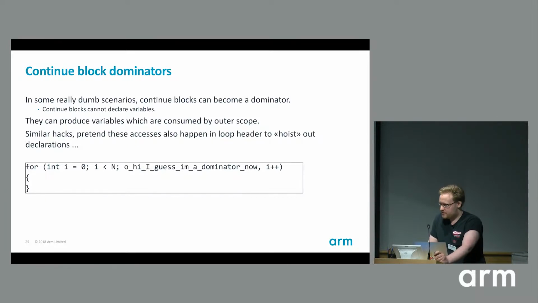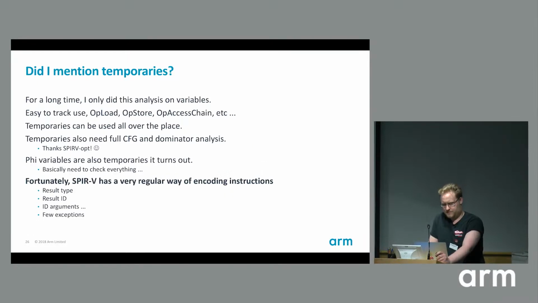Another really weird case that will happen is that the continue block can become a dominator. So you can't really emit anything there. You can only have statements. So, of course, I have to check all these cases and move that above the loop and all sorts of things. That took a while to figure out as well. There is a lot of weird analysis in SPIRV-Cross.